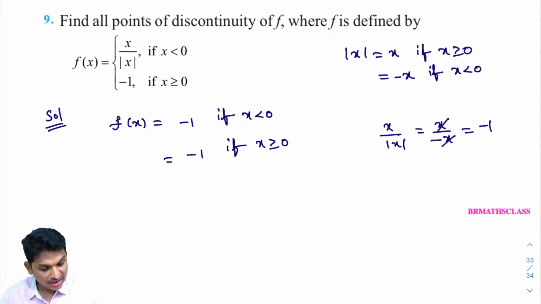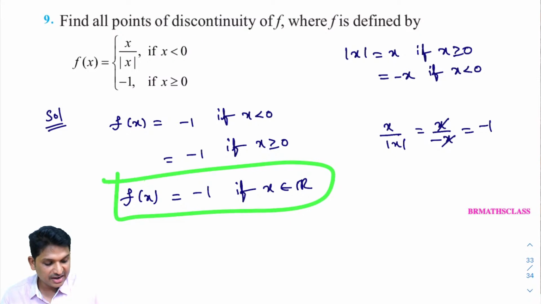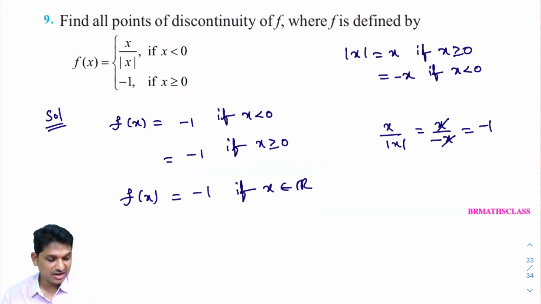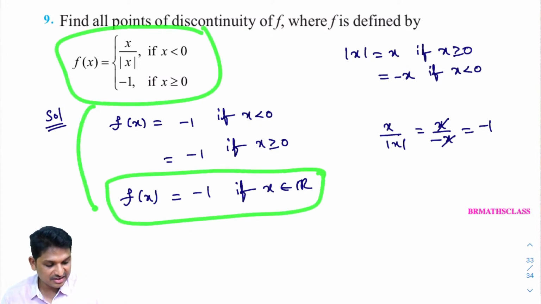So what I'll do, I'll rewrite this function f of x equal to minus 1 when x is a real number. This is the main part. I rearranged this function, I got like this. I hope you are understanding.